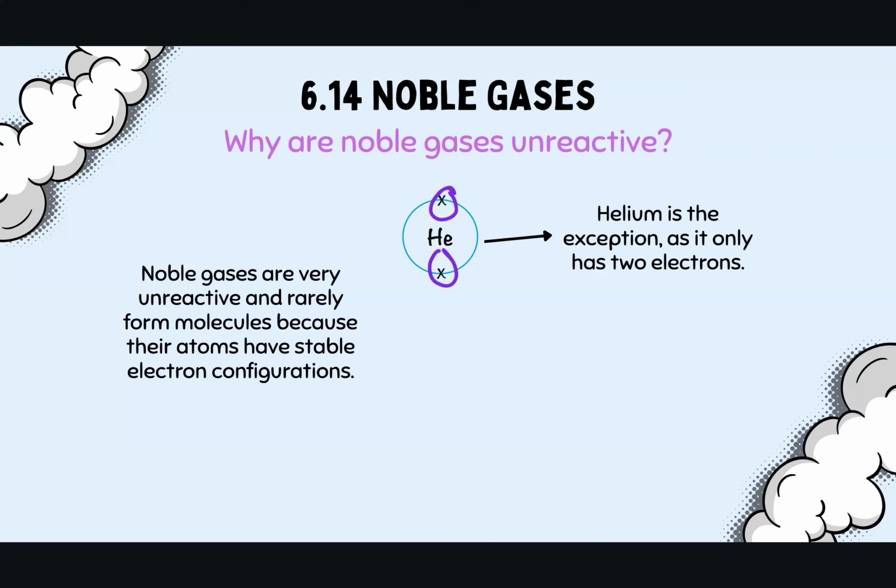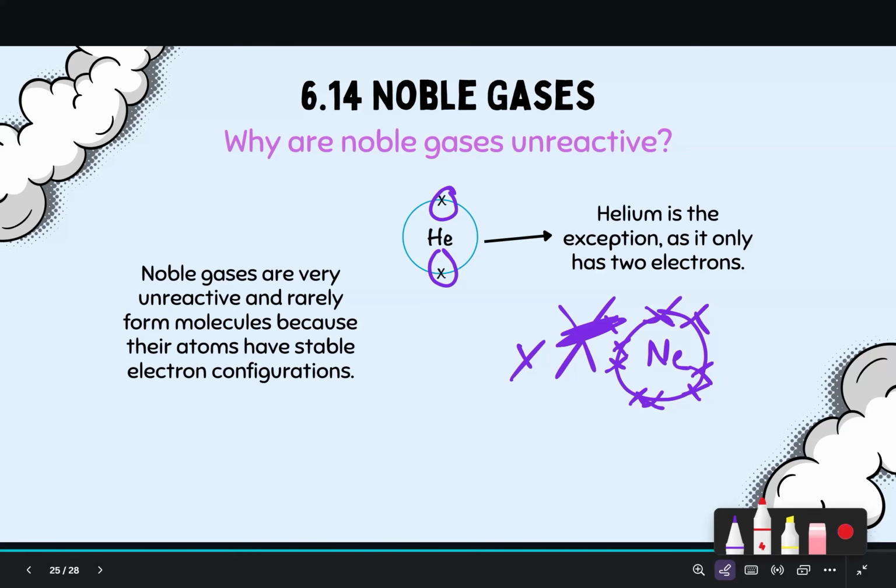So noble gases are very unreactive and rarely form molecules because the atoms have a stable electron configuration, meaning they've already got 1, 2, 3, 4, 5, 6, 7, 8. So we're talking about a noble gas here that's got 8 electrons in the outer shell. Let's do neon. So neon's got 8 electrons in the outer shell. That means it doesn't need any extra electrons. So if any electron does come close by, it doesn't make a difference. So here's the electron.